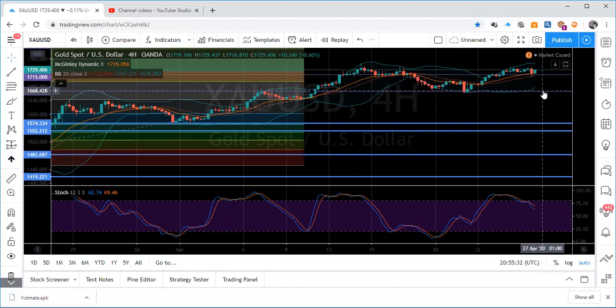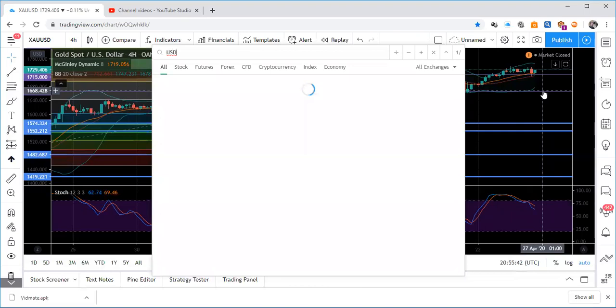Based on price action, if you follow me on Telegram, you see how we look at prices as they close on a daily basis. The next I'll be looking at is the USD Canadian dollar.